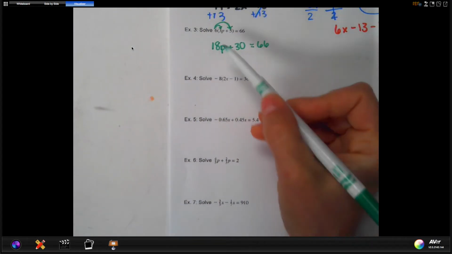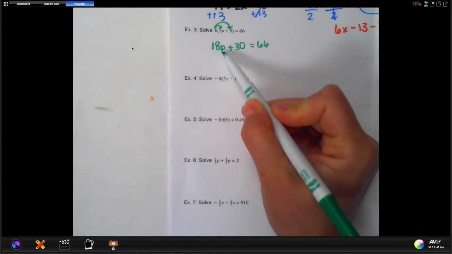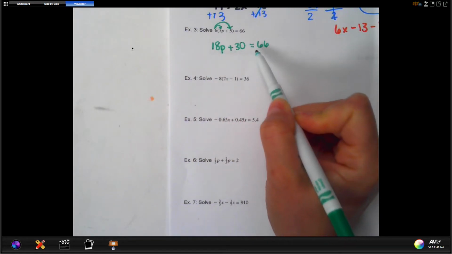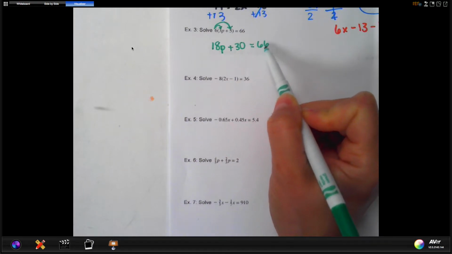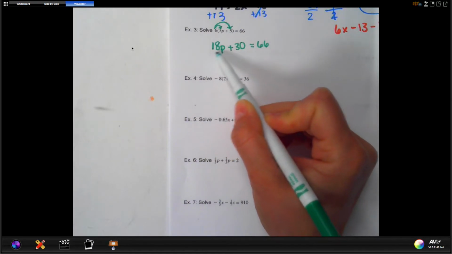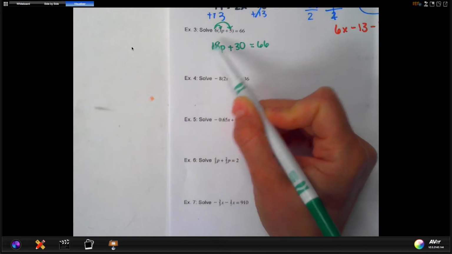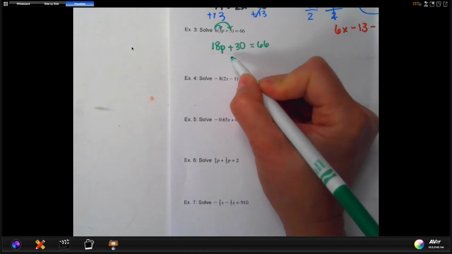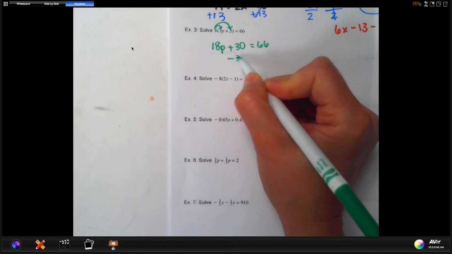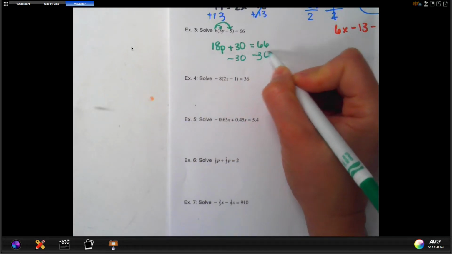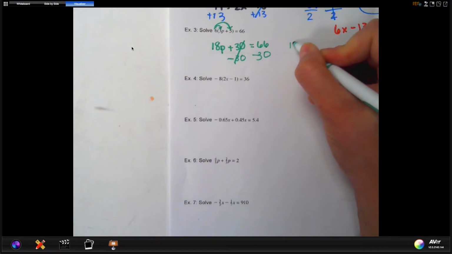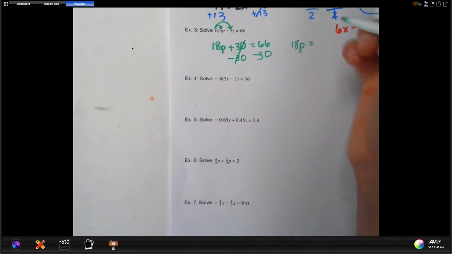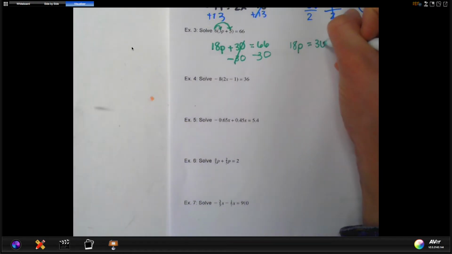So remember, p is our variable, so we're trying to get everything on the other side of the equation from p, everything on the other side of the equal sign. So 18 is closest, so that's not going first. We're going to get our 30 out first since it's furthest away. So opposite of plus 30 is minus 30. Okay, so now I've got 18p left over here, and 66 minus 30 is going to give me 36.